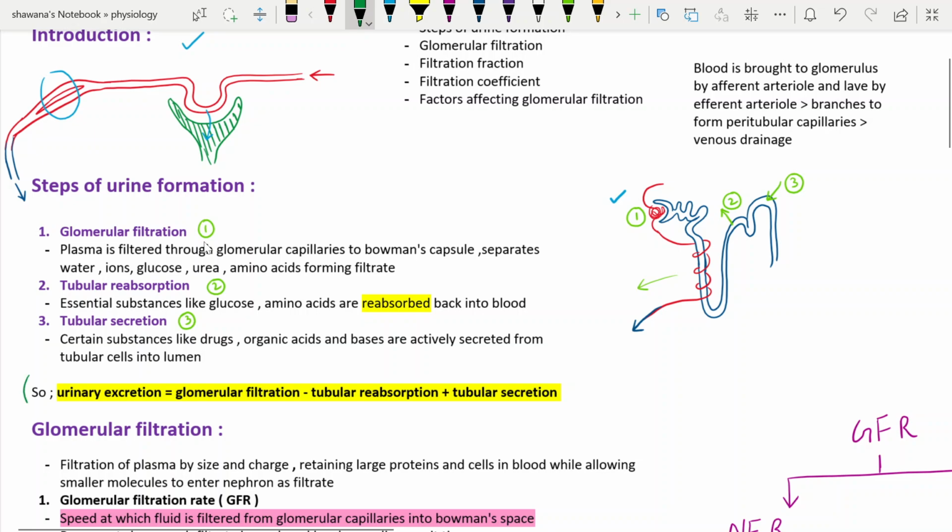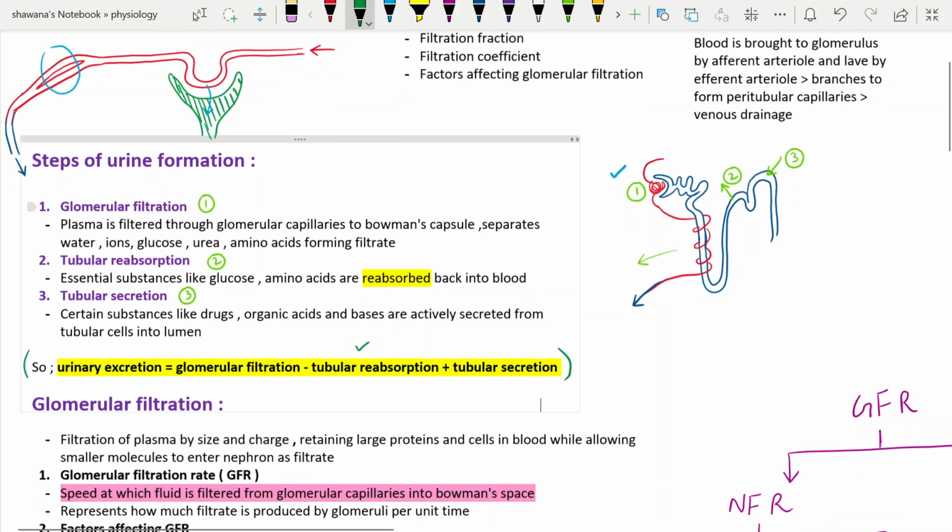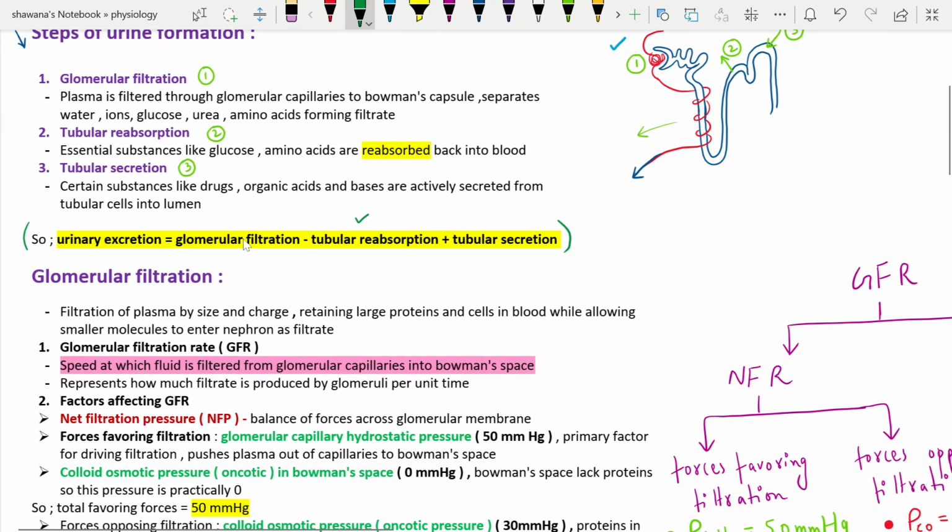In formula form, we can write that urinary excretion equals glomerular filtration minus tubular reabsorption plus tubular secretion, because tubular reabsorption means that substances are reabsorbed back into the blood. This total is the urinary excretion, the formation of the urine. First of all, we'll discuss the glomerular filtration system.